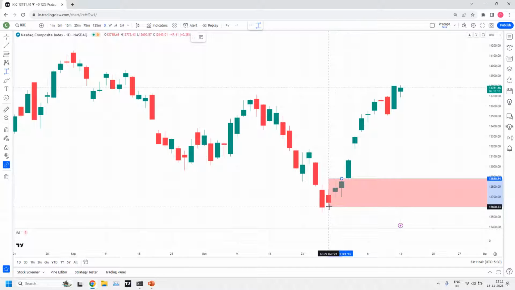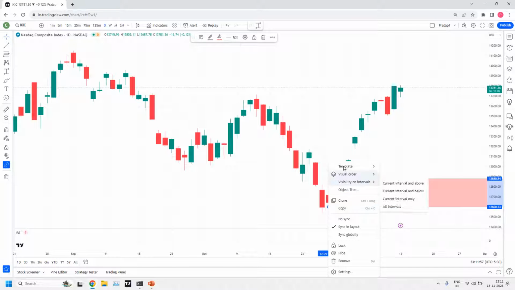Let us draw the zone first. Now I am not following the distal rule, just drawing the zone. So this is a demand zone. Last class we created the templates. As per the template, we have to select demand zone. For me, the template name I have given is DDZ. Maybe you might have given DZ. I have given DDZ, daily demand zone.